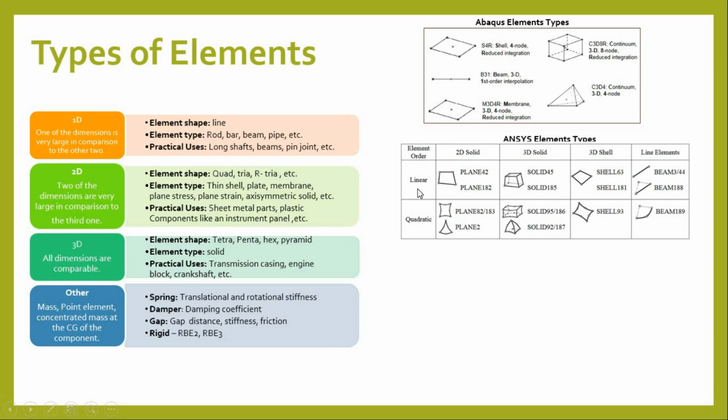When we talk about ANSYS APDL, for linear 2D there is PLANE42, PLANE182, SOLID45, SOLID185. Similarly shell 63, 181, beam 4, 188. And when we talk about quadratic, you will find second order PLANE2, PLANE82 for 2D; for 3D solid, SOLID95, 186, 92, 187; and for 3D shell, SHELL93, beam 189. So these elements are available in the Abaqus as well as the ANSYS element library.